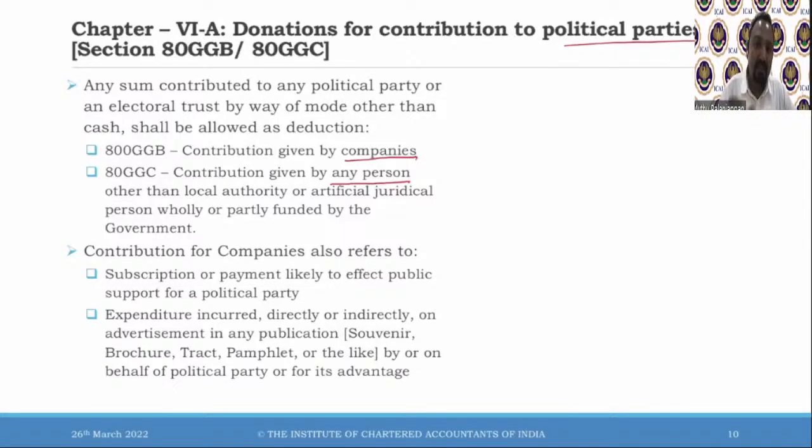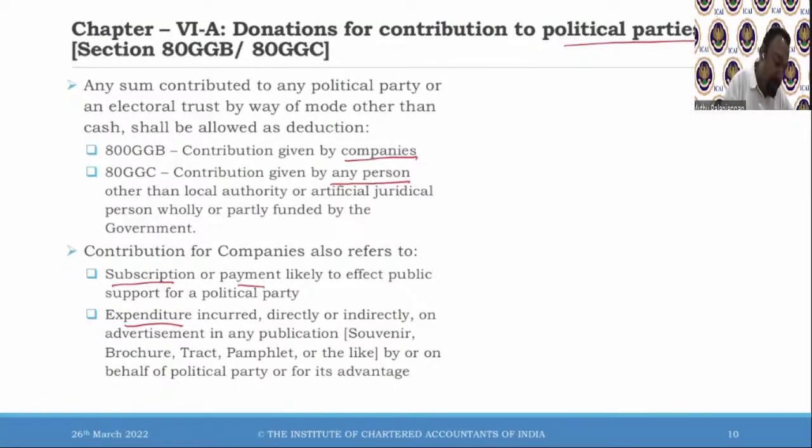GGB is for companies, GGC is for any person other than the company. Now, what is this contribution they are talking about? They are talking about subscription or payment likely to affect support of a political party. So, let's say a particular company is providing contribution to BJP, Congress. It could be any party. They are giving funds to a political party. Expenditure could also be incurred on behalf of that particular party.